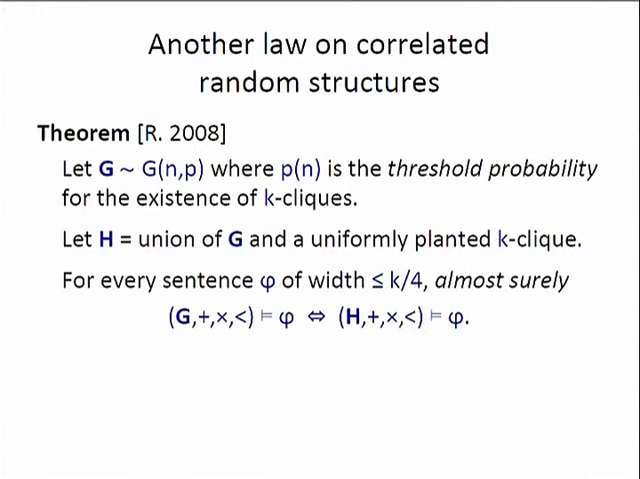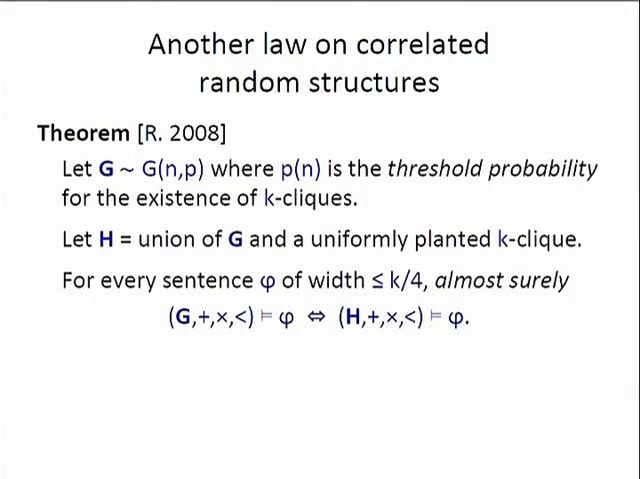And now we'll let H be the kind of correlated random structure. We'll take G and we'll uniformly plant a k-clique somewhere on G. So this is a pair of structures where G has a k-clique with probability 1/2, but H has a k-clique with probability 1. What I showed is that if you have a sentence phi of width at most k over 4, then almost surely G satisfies phi if and only if H satisfies phi, even if you're allowed to talk about arithmetic on the vertices of G and H. So I'm trying to make an analogy with other correlated 0-1 laws from before, but here this applies to not all first order sentences, but just first order sentences up to width k over 4.